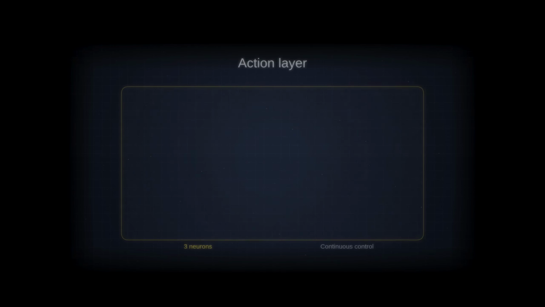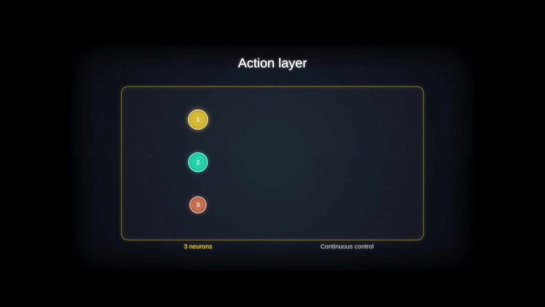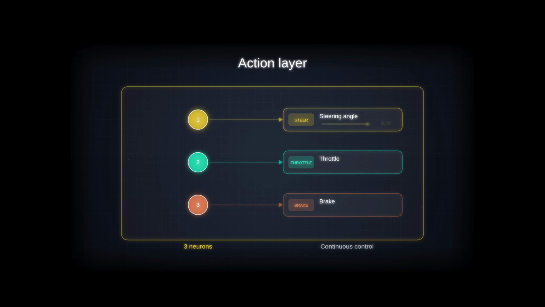The action layer consists of only 3 neurons, controlling the kart through 3 continuous actions: steering angle, throttle, and brake. Since the control signals are continuous rather than discrete, the network is trained using the Proximal Policy Optimization, or PPO, algorithm, which is particularly well suited for this type of problem. So, now that we know the neural network takes observations as input and produces actions as output, let's take a look at the training process itself.